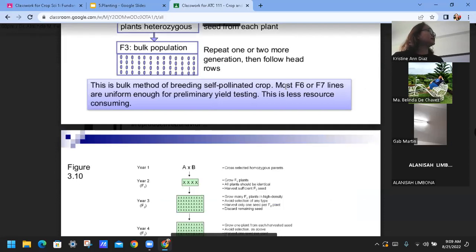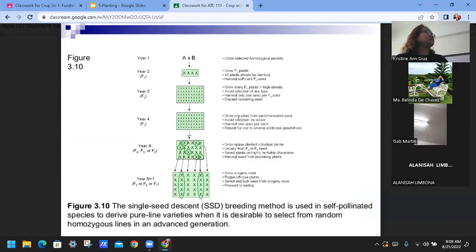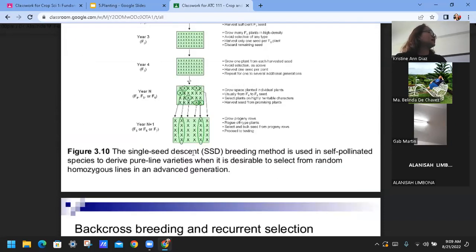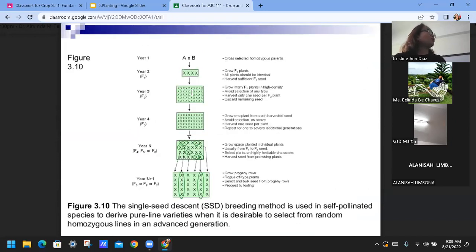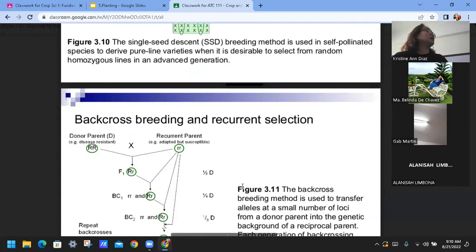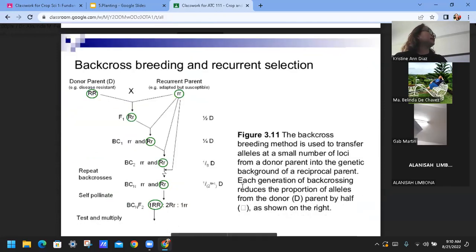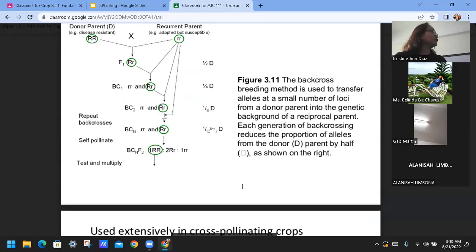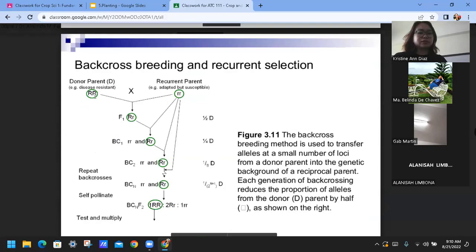And most of the 6th and 7th lines are uniform enough for preliminary yield testing. So this is another single seed descent breeding method. So, bulk, yeah, there is selection now. And this is the backcross breeding that I have told you, depending on the backcross.